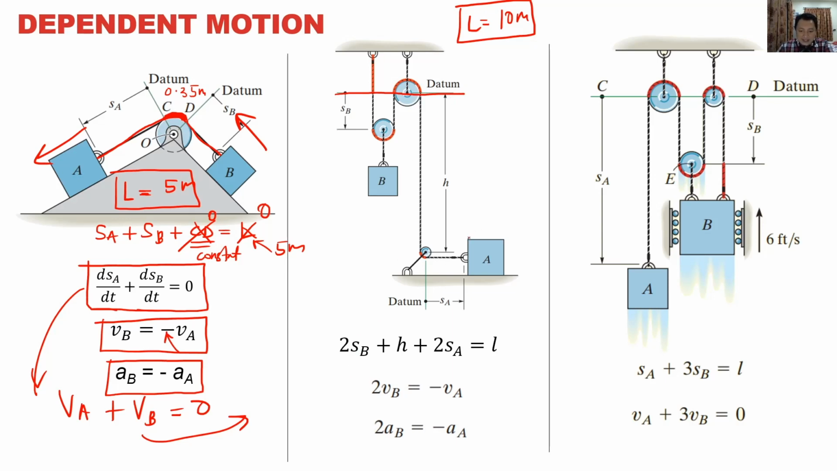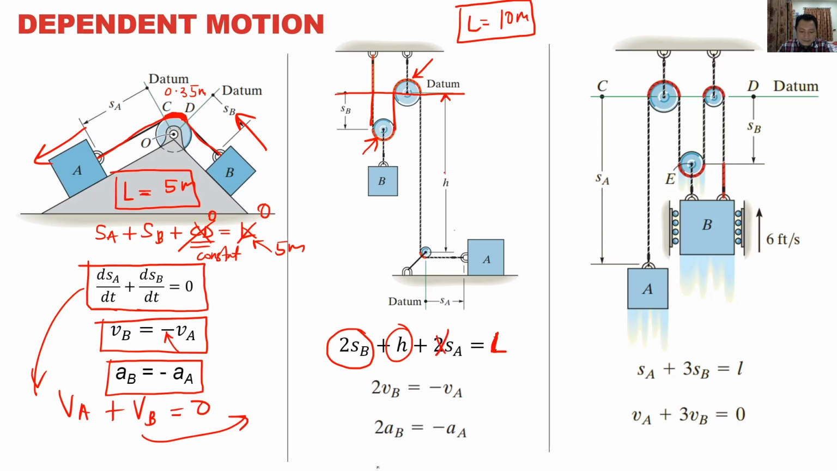So let's look at this cable. The length of the cable L is equivalent to SB plus SB, so 2SB. And then this one is constant, constant, no need to include. This one also constant, no need to include. And then this guy H, and then you have SA. Why is it 2SA? It's actually not 2SA. It's actually 1SA.